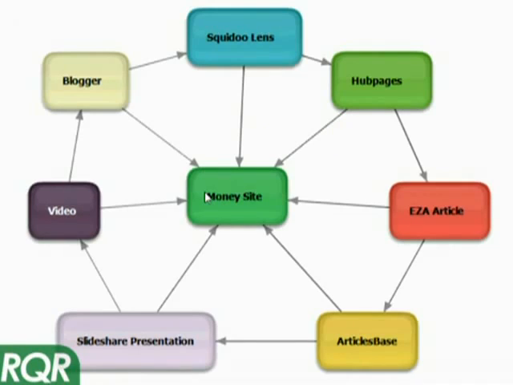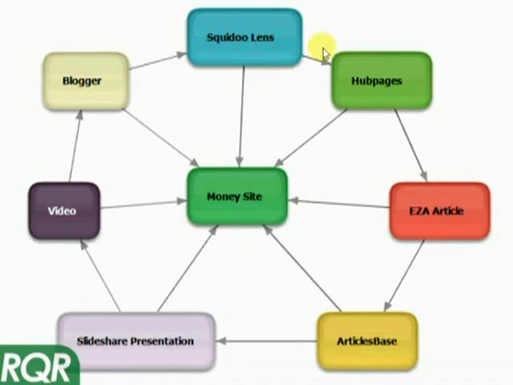Quite simply, you have your money site, or whatever the page is that you want to promote, in the middle of the wheel, and you build a series of websites, a series of properties arranged in a wheel around this, and each of these pages links back to your money site or to the page you want to promote, and each of them links to the next one in succession.